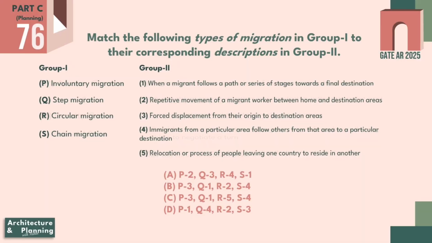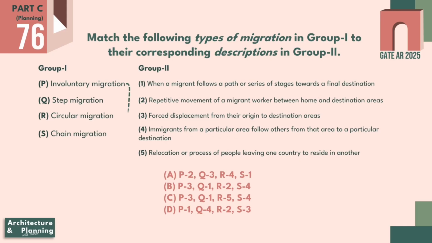Let's move to the next question. Match the following types of migration in group 1 to their corresponding description in group 2. P is involuntary migration. It is also known as forced migration and involves people being compelled to leave their homes due to factors that are not in their control, like conflict, violence or riots. Therefore, it matches with 3.